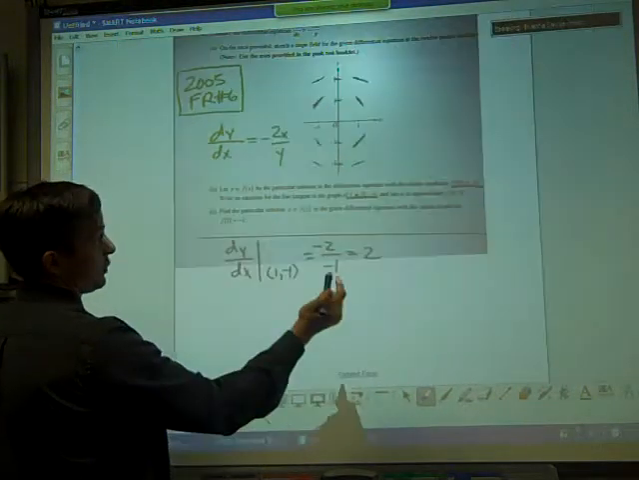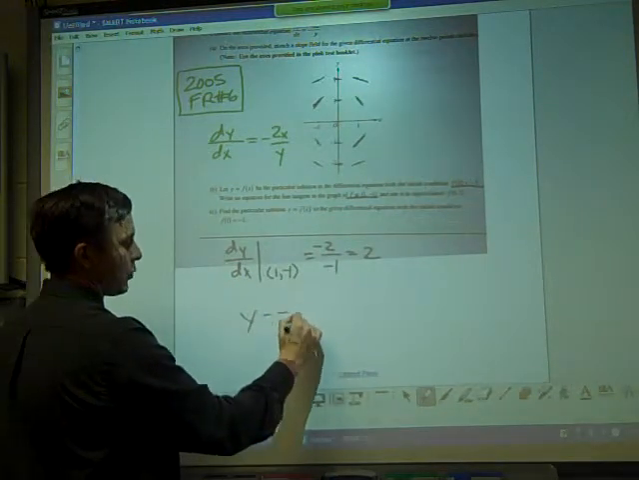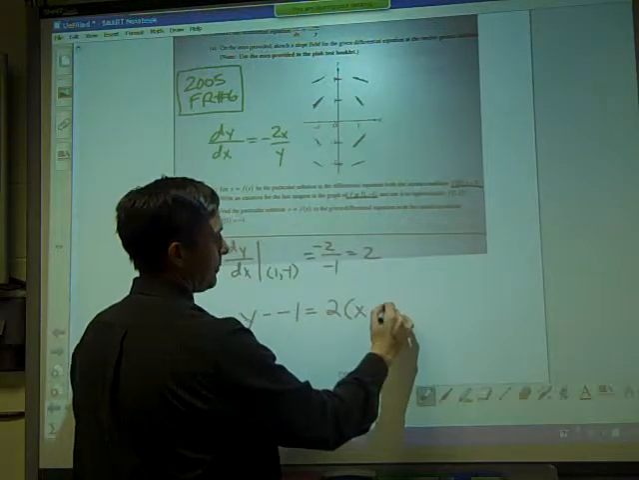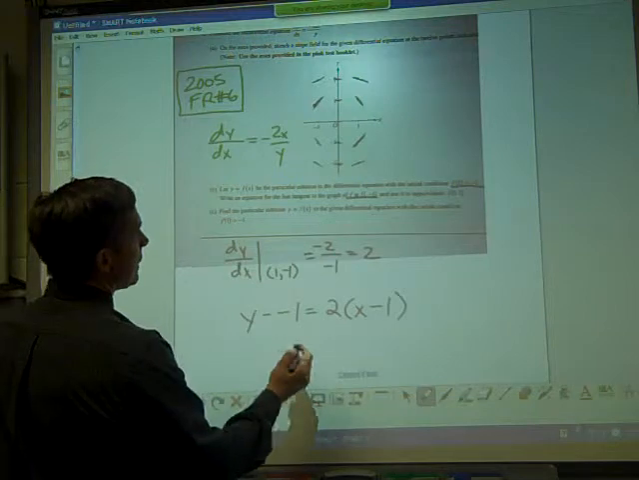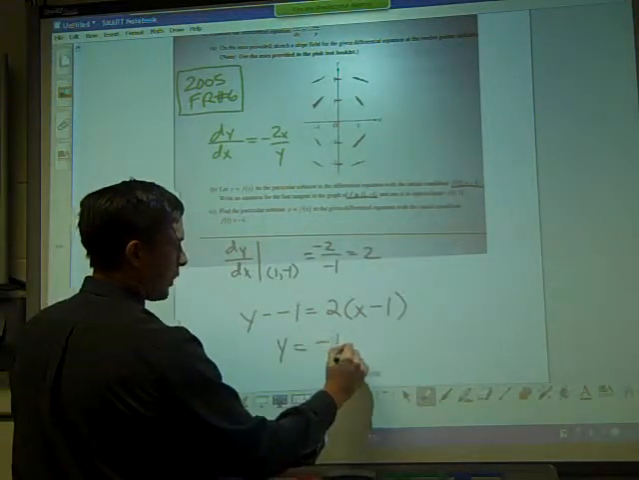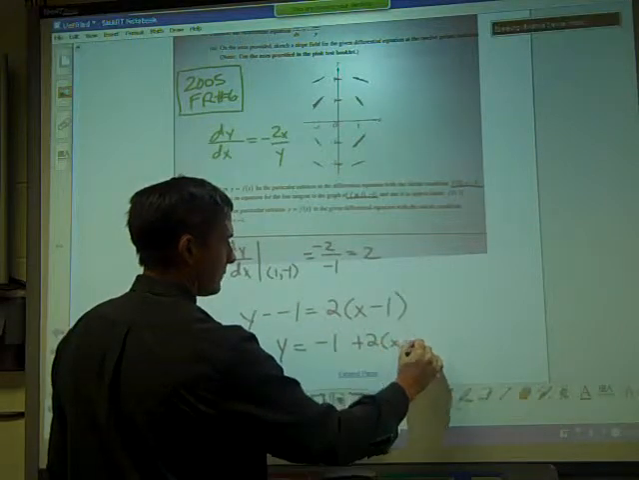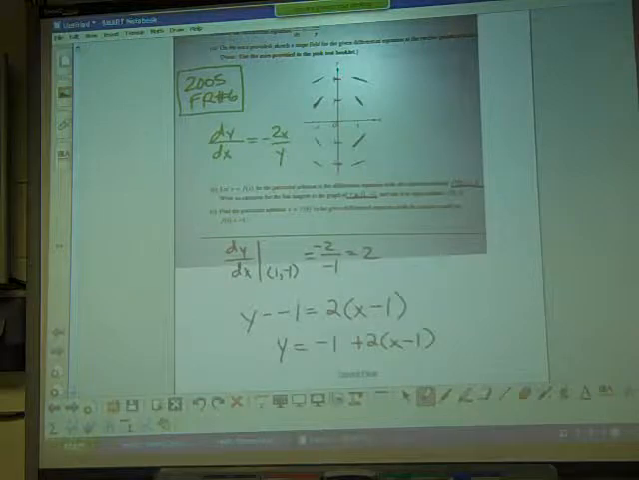So we have a slope and we have a point. Let's make an equation in point-slope form. We get y minus negative 1 equals 2 times x minus 1. So y equals negative 1 plus 2 times x minus 1, if I move the 1 to the other side. So there's an equation, y equals.